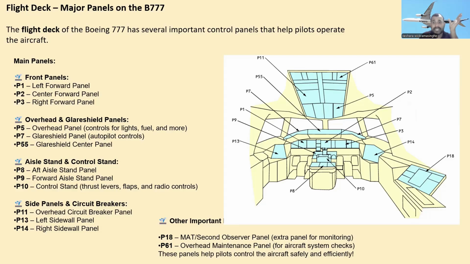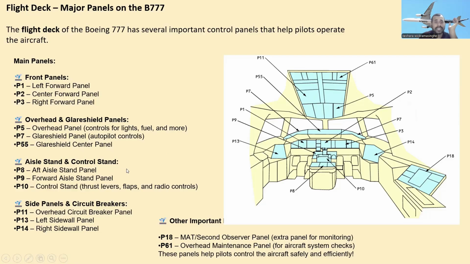And P7, where is P7? P7 is the glareshield panel, used for autopilot control. And the glareshield center panel, P55, is used for the center panel.